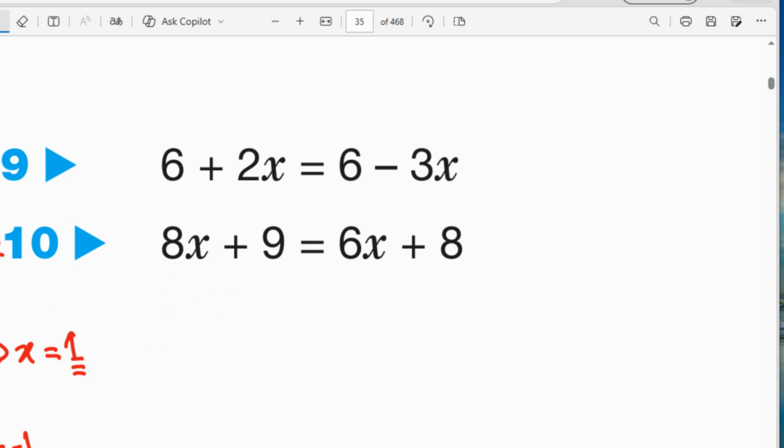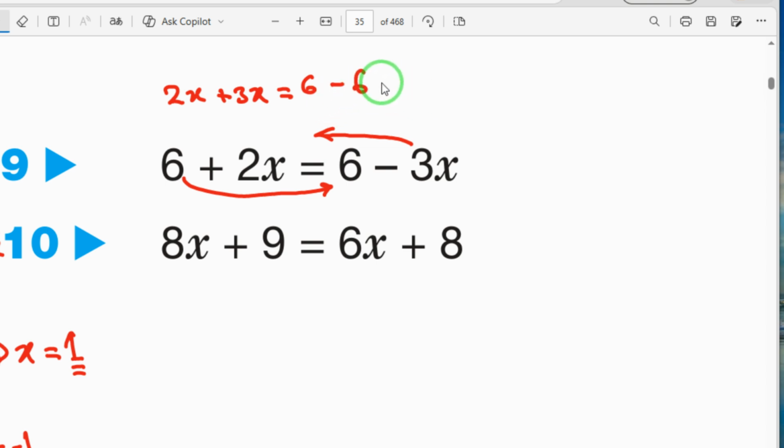Question number 9. Here we keep 2x as itself. Then we bring this 3x to the left side, become positive plus 3x, equal to 6. And we carry this 6 to the left side, become negative minus 6. Then in the left side we add together 2x plus 3x, become 5x, equal to 6 minus 6 becomes 0.